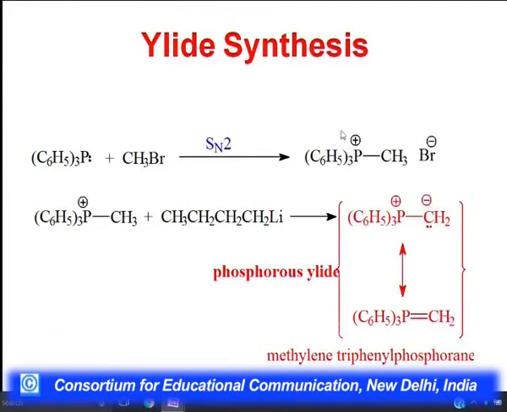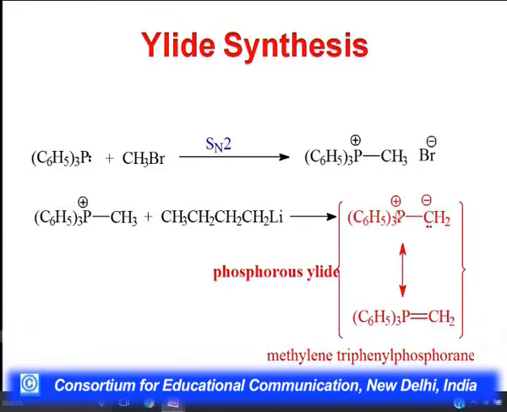Now, when we look into this, we find that the hydrogen attached to the carbon, which is attached to phosphorus, is acidic in nature, and it reacts with a strong base like butyl lithium. The butyl group, being a carbanion, is a strong nucleophile, or a strong base, and it will abstract a hydrogen from here, resulting in the formation of a phosphorus ylide.